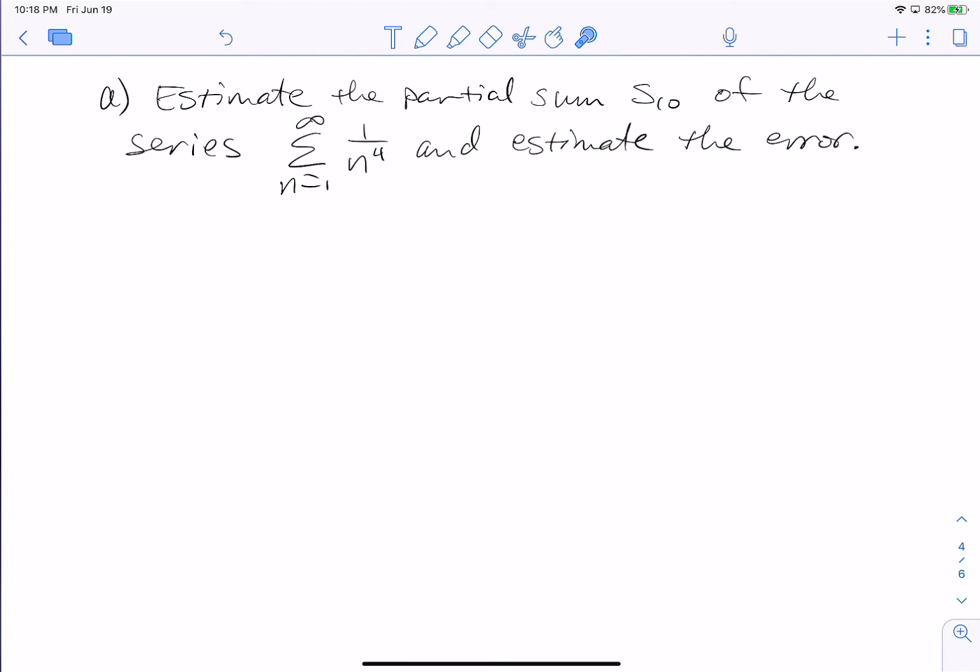This exercise has several parts. We're going to take them one at a time. First, estimate the partial sum S sub 10 of the series, the sum as n goes from 1 to infinity of 1 over n to the fourth, and estimate the error. There's not any way to do the first part except to plow through it.